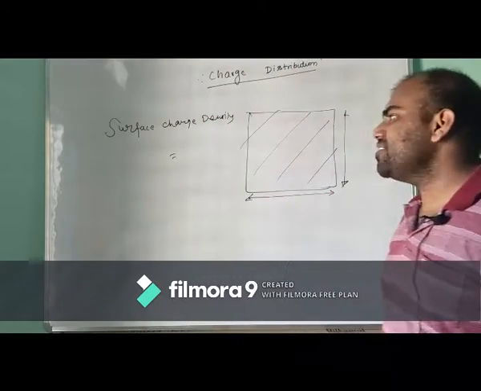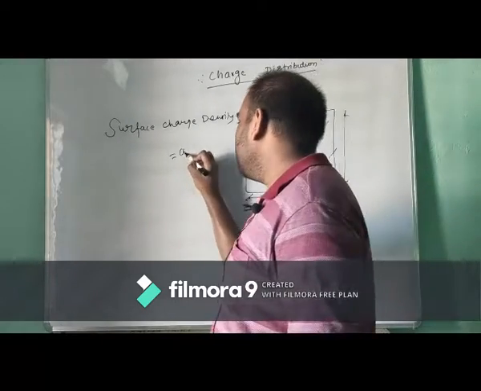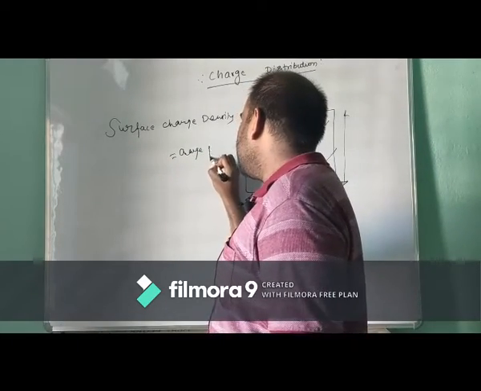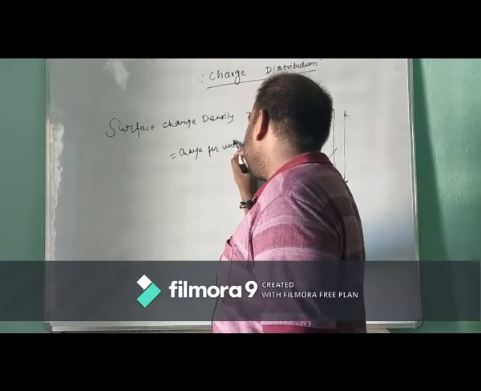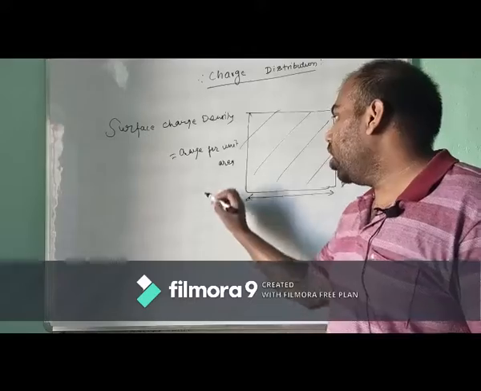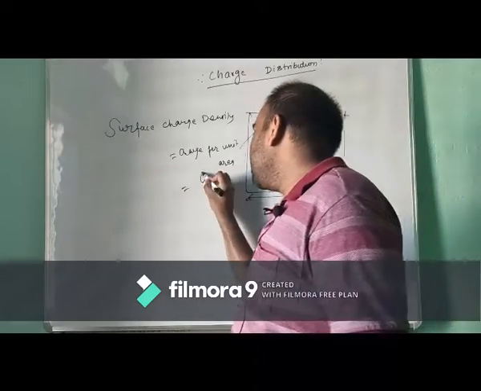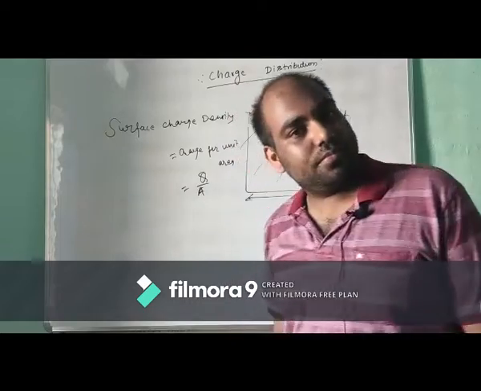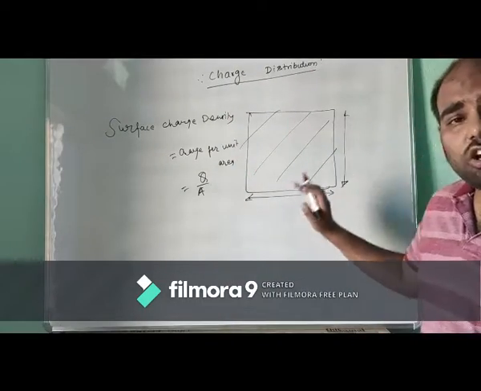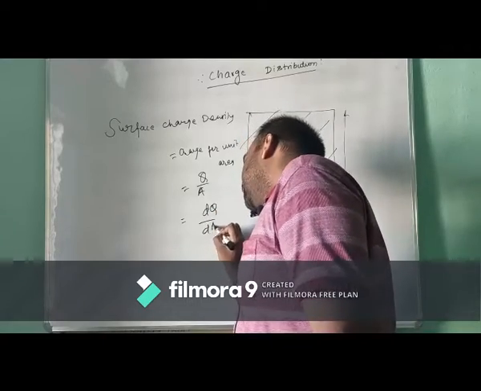What will we say surface charge density? The charge per unit area. What will we say? It is charge per unit area. If the charge distribution is uniform, then again we'll say it is Q divided by A. If the charge distribution is non-uniform, then we can say it is dQ divided by dA.